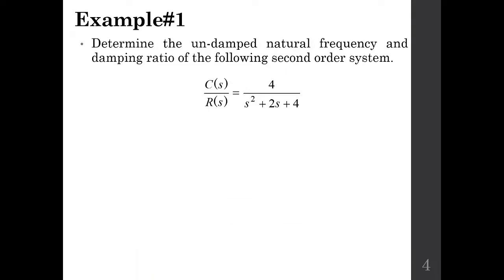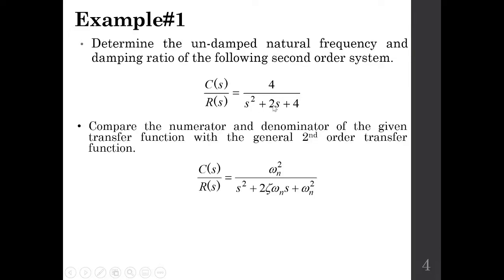Okay, so let us just solve one example related to the transfer function of a second order system. You have this equation, that is C(s)/R(s) = 4 / (s^2 + 2s + 4). Now, we want to find out the values of omega_n and zeta from this transfer function. So the first thing that you have to do is to compare this transfer function with the generic form of a second order system transfer function, which is given here.